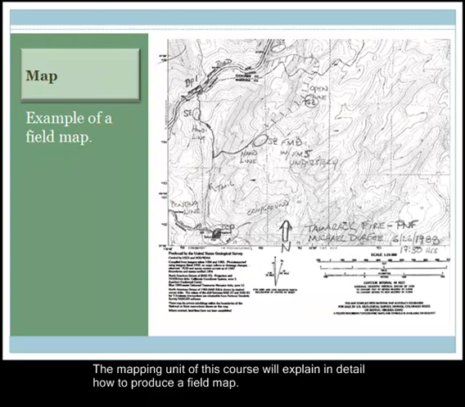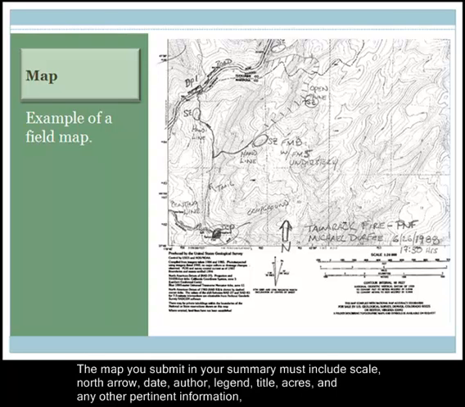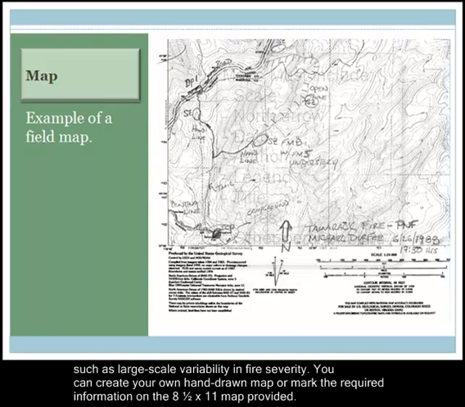The mapping unit of this course will explain in detail how to produce a field map. For the purposes of the final exercise for this course, an 8.5 by 11 topographic map from the burn plan will be provided. The map you submit in your summary must include scale, north arrow, date, author, legend, title, acres, and any other pertinent information, such as large-scale variability in fire severity. You can create your own hand-drawn map or mark the required information on the 8.5 by 11 map provided.